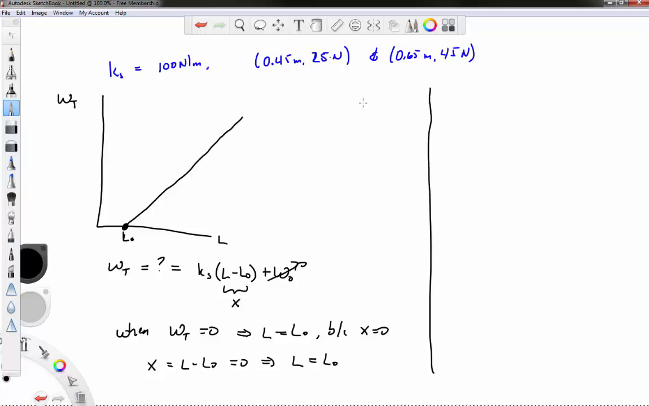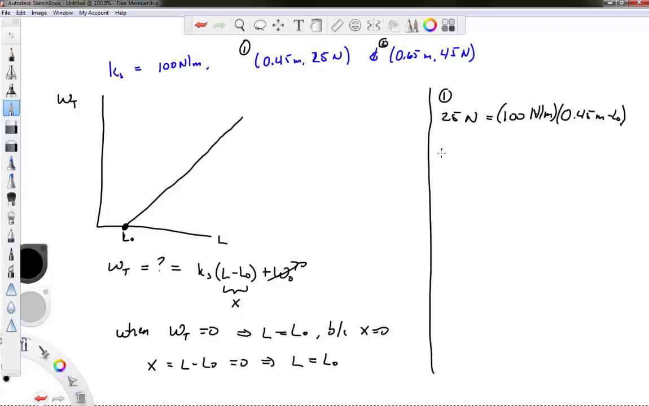So now we can look at these two points. Each point sort of implies an equation. The equations implied by these points, I'm going to number them, point 1 and point 2. So the equation for point number 1 is 25 newtons is equal to 100 newtons per meter times the length, 0.45 meters, minus length naught.